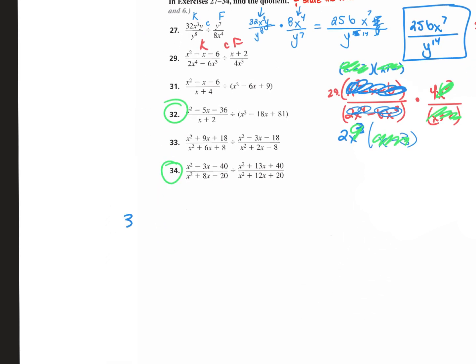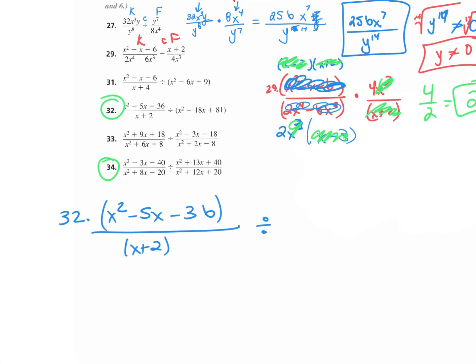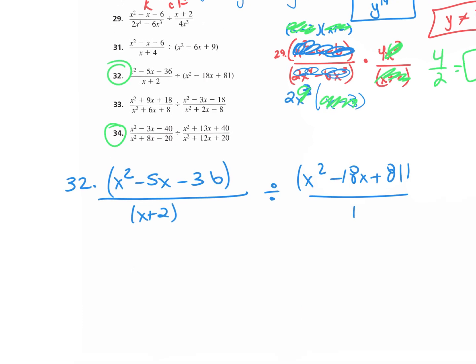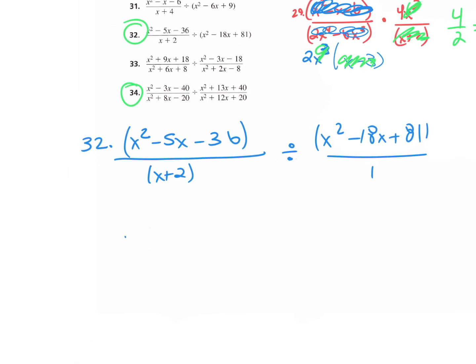Let's look at 32. Make sure I write it correctly, please. x squared minus 5x minus 36 divided by x plus 2, then divided by x squared minus 18x plus 81. And what is that over? 1. Okay. I have to do what first? Keep, change, flip, yeah?